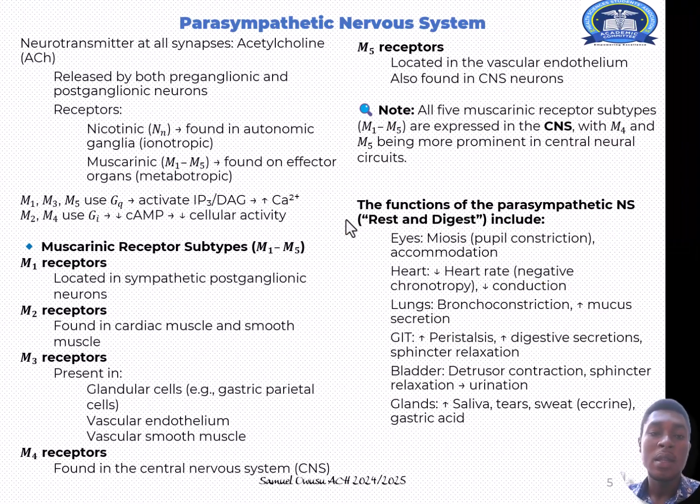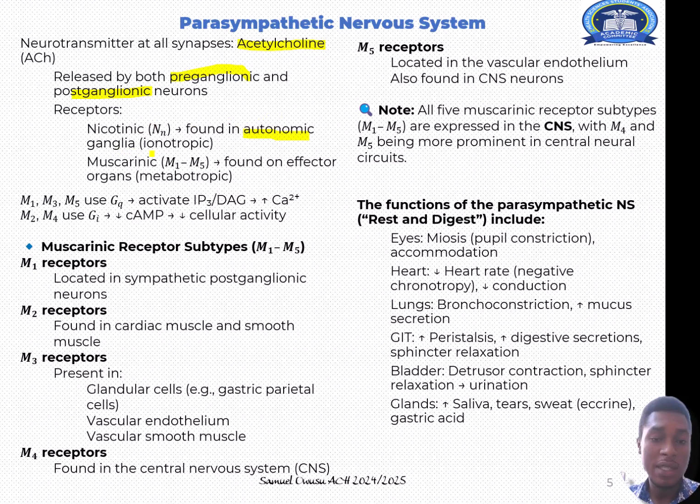Now, I mentioned neurotransmitters. The neurotransmitter at all synapses is acetylcholine, and it is released by both the preganglionic and the postganglionic neurons. I also mentioned the receptors that could be found at the effector cells: we have muscarinic receptors and nicotinic receptors. Nicotinic receptors are in two types. We have those found in the autonomic ganglia and those found in the skeletal muscles, like I showed from the somatic nervous system. Those are NM receptors, and these ones are NN receptors.